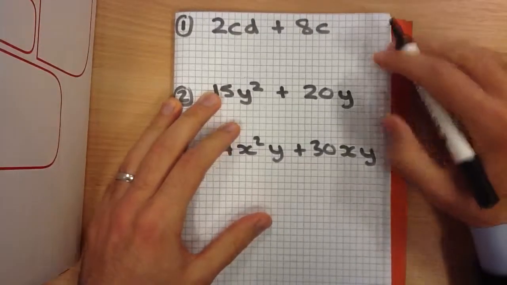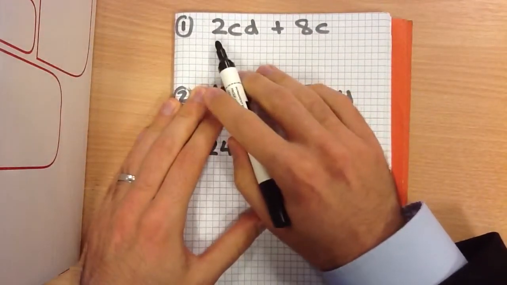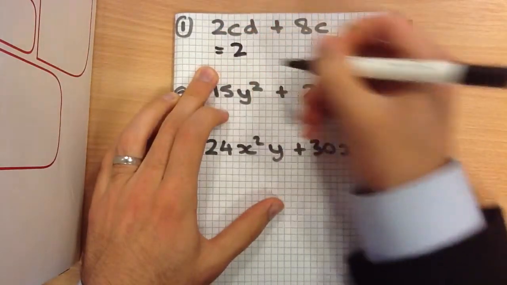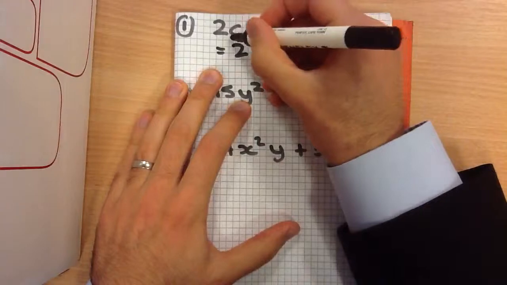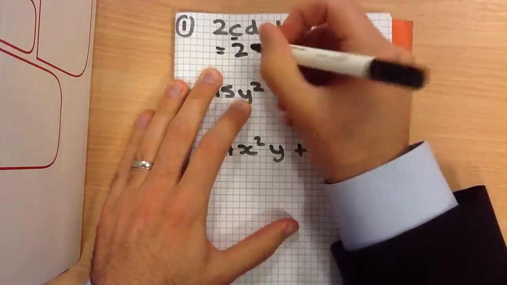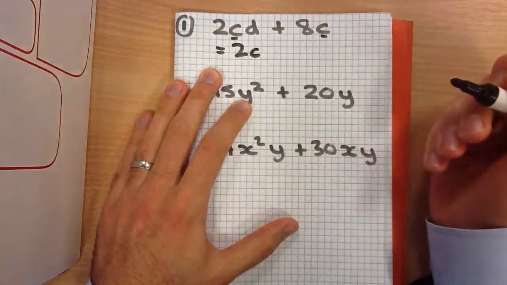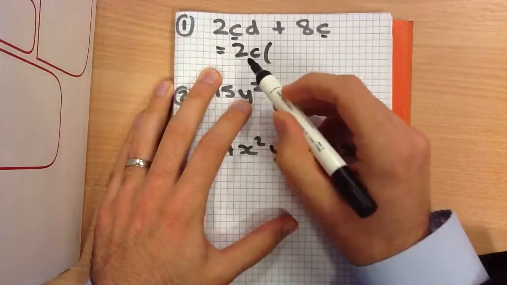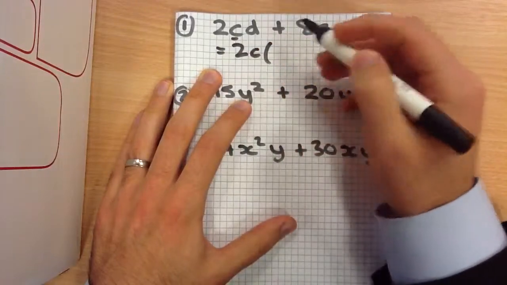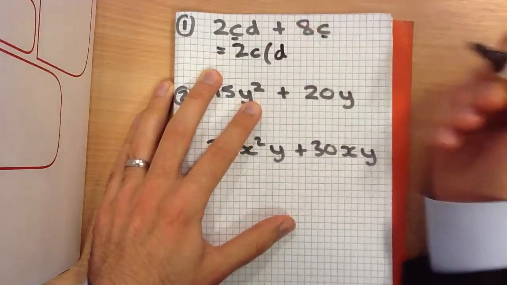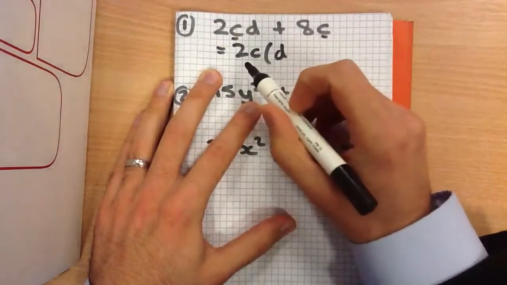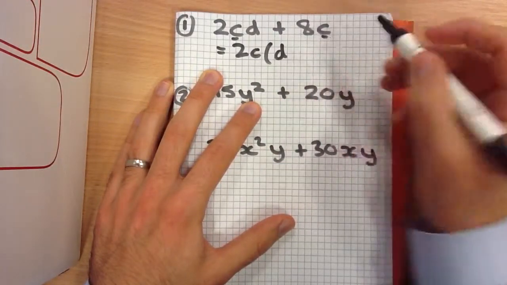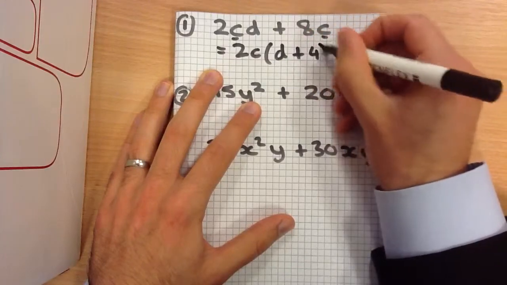Well, from our first video, we'll look at the numbers first. What's the highest number that goes into 2 and 8? Well, that is 2. But you'll also spot that there's a C in both parts. So therefore that can also come out as a common factor. Then you say to yourself, right, what do I multiply 2C by to get 2CD? Well, it's just D. Then, what do you multiply 2C by to get plus 8C? And that has to be plus 4.